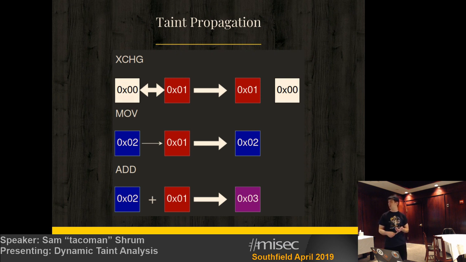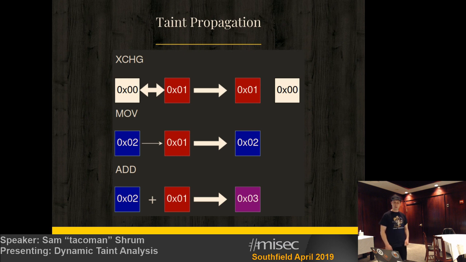Similarly, if we have a move, it's going to be completely overriding the destination byte with whatever our source byte was. So it will also be overriding whatever our destination byte's taint was as well. So we had a byte that was originally tainted with value 2, it could have been 0, whatever else, and it's just going to be completely overwritten, or the other way around. It had 1 originally, it's going to be completely overwritten with 2 there.